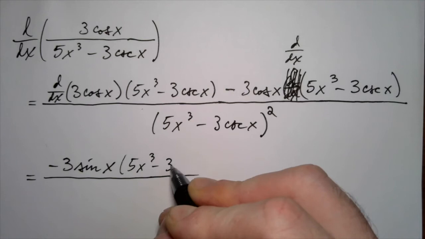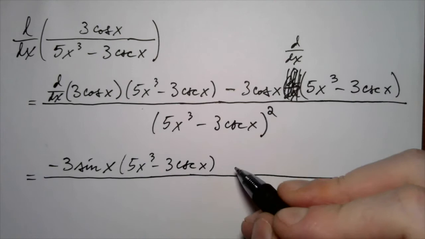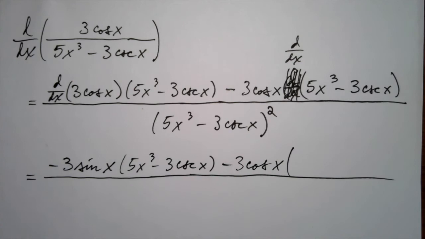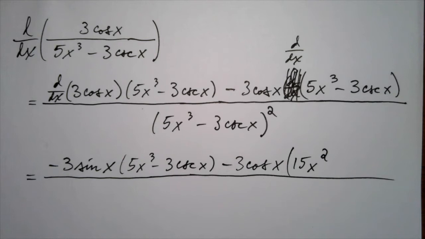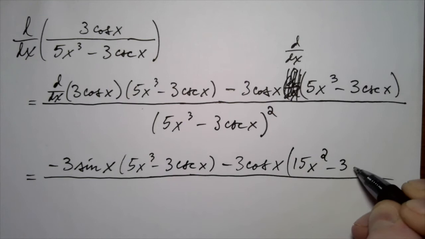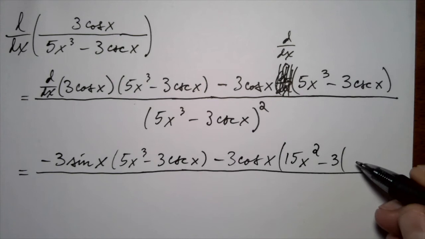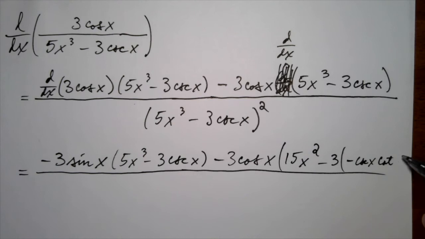Over here we have minus 3 cosine of x, and then we're taking the derivative of 5x cubed minus 3 cosecant of x. First of all, the derivative of 5x cubed is 15x squared by the power rule. I bring the 3 down, multiply it by 5 to get the 15, and then I subtract 1 to leave an x squared. Next up, we need to take the derivative of minus 3 cosecant of x. Well, the derivative of cosecant is minus cosecant times cotangent. So we'll have minus 3 times, inside a second set of parentheses, minus cosecant times cotangent. That's the derivative of cosecant.